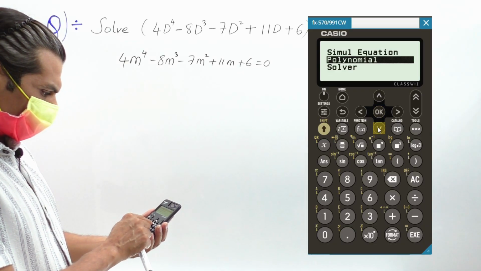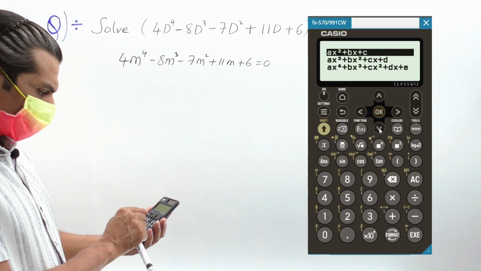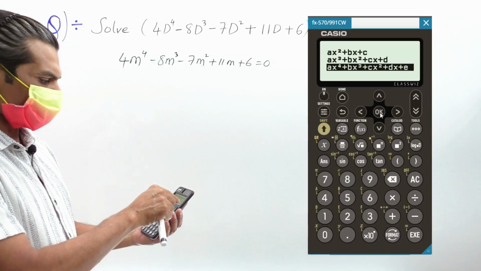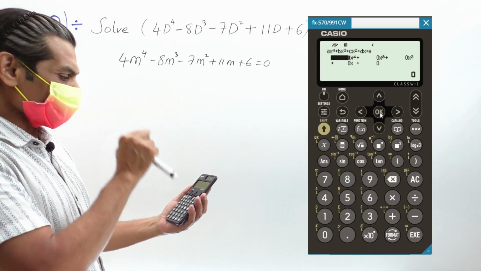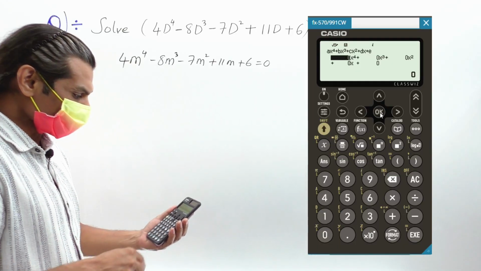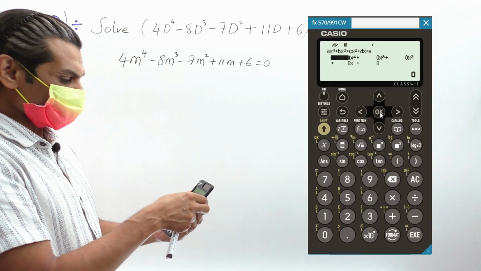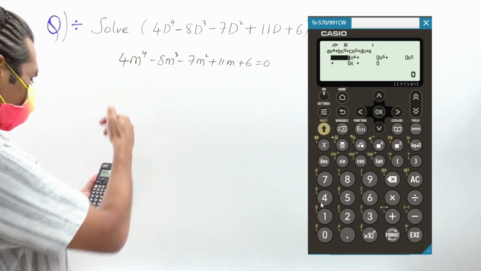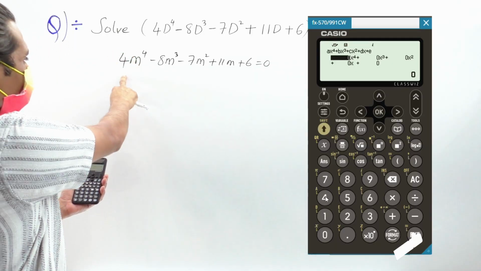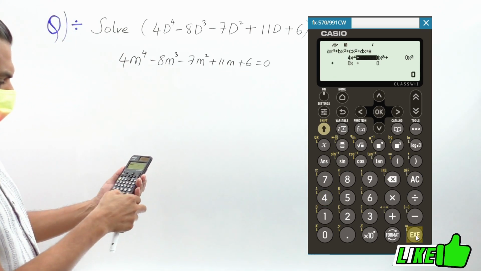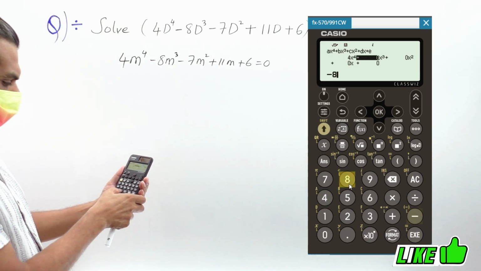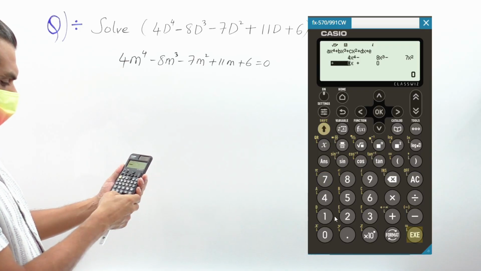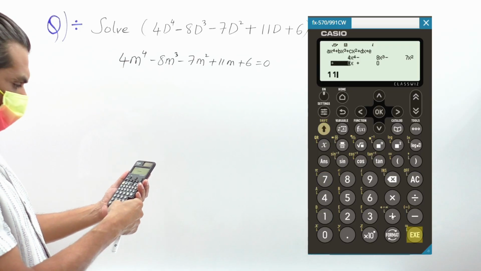Then we are going to solve a polynomial here, of degree 4. You have to choose the third option, that is ax^4 + bx^3 + cx^2 + dx + e. Now let's put the values here. We have a, b, c, d, e. We have a as 4, execute, -8 execute, -7 execute, 11 execute, 6 execute.